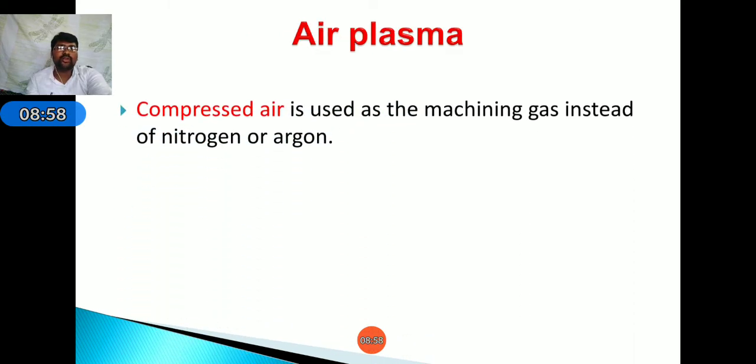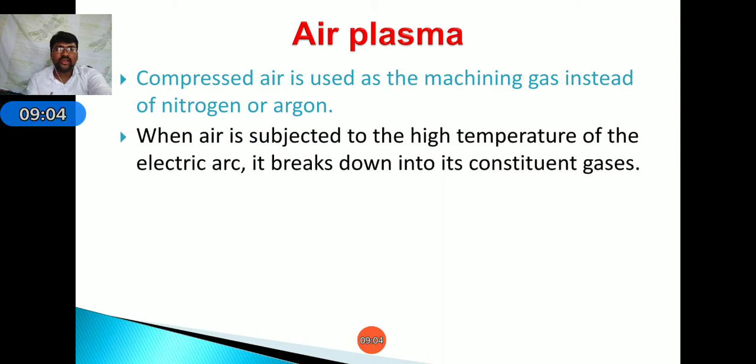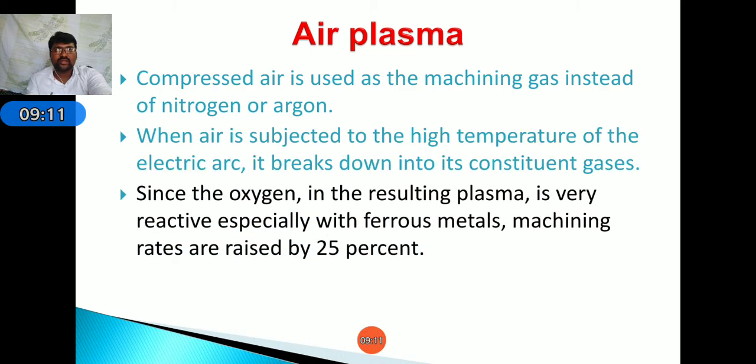Next, coming to air plasma. Here, compressed air is used as the machining gas instead of nitrogen or argon. When air is subjected to the high temperature of the electric arc, it breaks down into its constituent gases. Since the oxygen makes the resulting plasma very reactive, especially with ferrous metals, machining rates are higher, such as 25%.